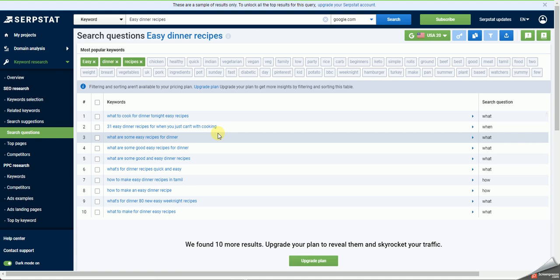So there you have it. These are a lot of the free features that Serpstat has. I definitely recommend it.